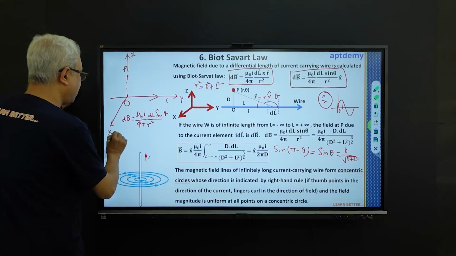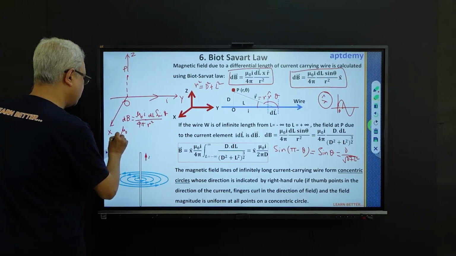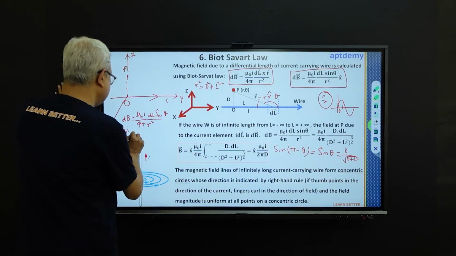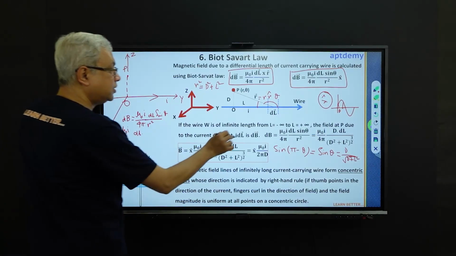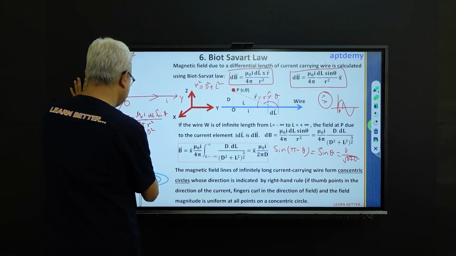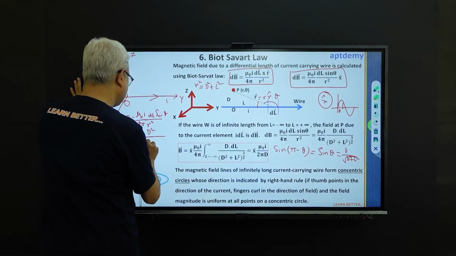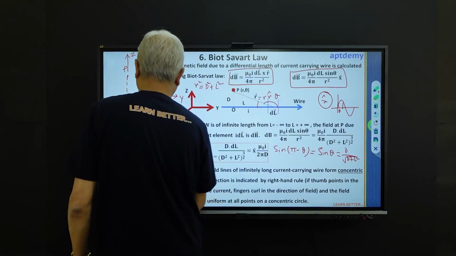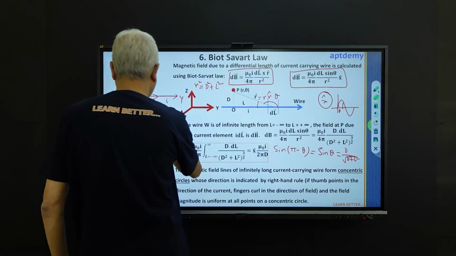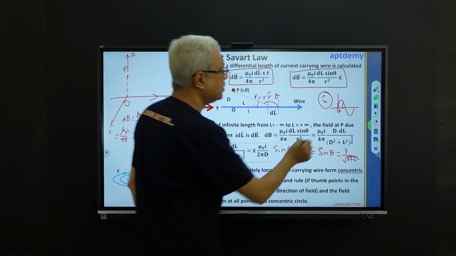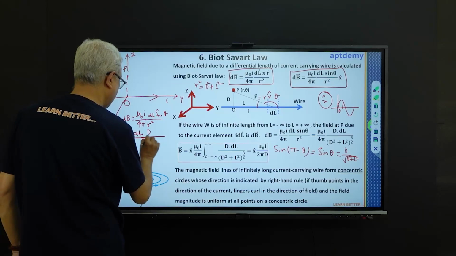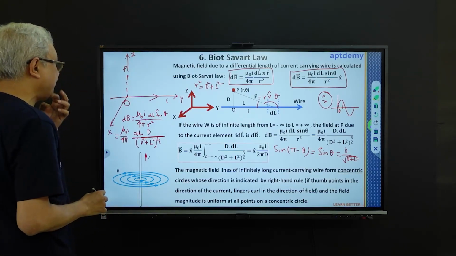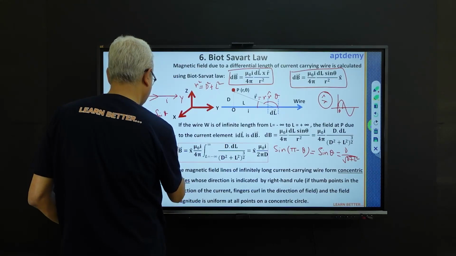So I can write dB equal to mu naught by 4 pi I dl into sin theta, which is d by square root of d square plus l square, divided by d square plus l square. This is dl, d square plus l square. Sin theta is d by square root of d square plus l square. Okay, and r square is actually d square plus l square.